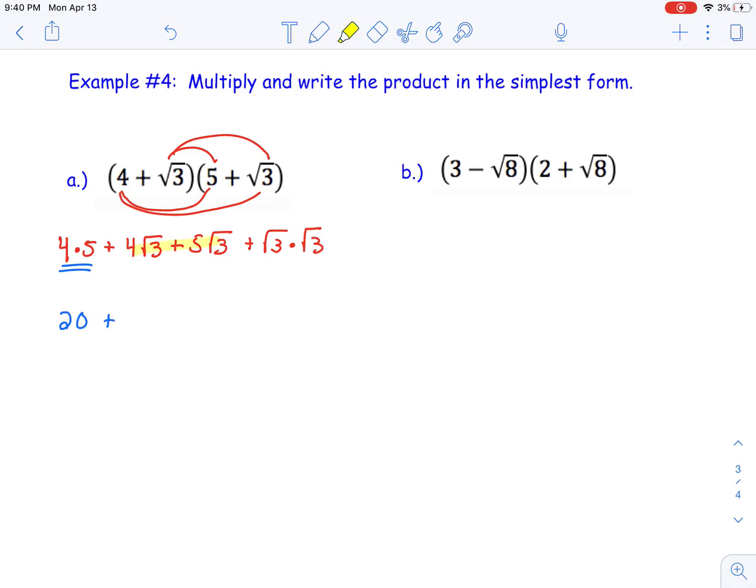We can combine those two terms because they have the same thing under the radical, so it becomes 9 radical 3. And then radical 3 times radical 3 is just radical 9, which really just gives us 3. So it becomes 20 plus 9 radical 3 plus 3. Add the 20 and 3, I get 23 plus 9 radical 3.